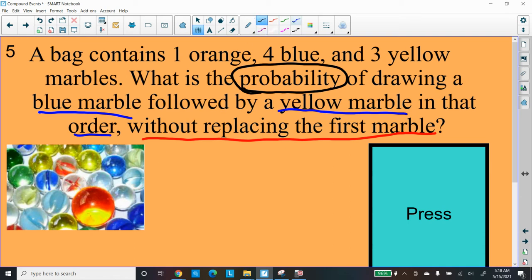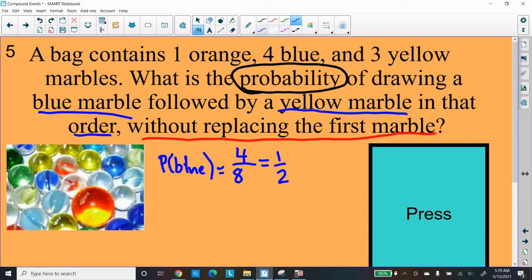So the probability of a blue marble. How many blue marbles are there in the bag first? If you said 4, that's right. Out of how many marbles totally? 8. Thank you. There are 8 marbles, 1 orange, 4 blue, that's 5, and 3 yellow. That's a total of 8. I can reduce that down. I notice that's 4 divisible by both of those. So the probability of a blue is 1/2. So half the bag is full of blue marbles.